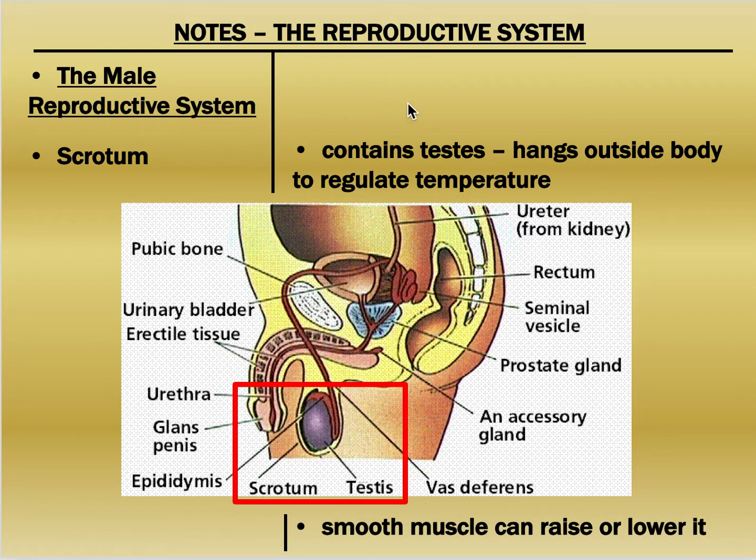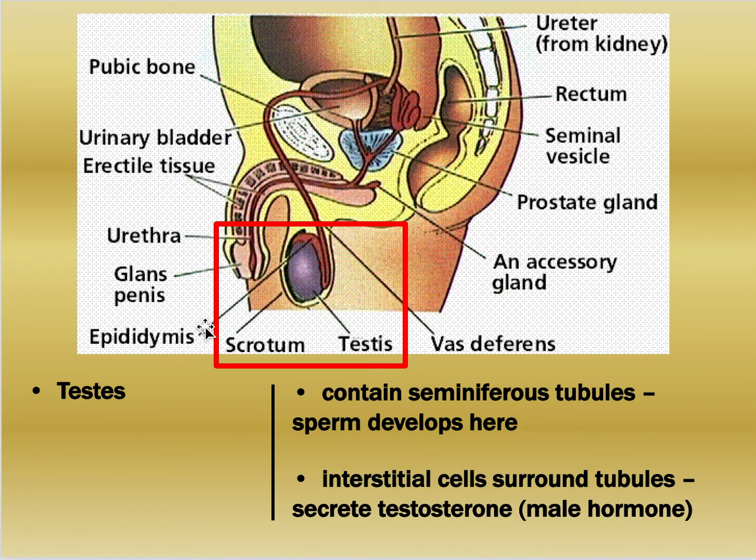It's going to contain the testes, which hang outside of the body to regulate temperature. Okay, smooth muscle is going to be able to control raising it, lowering it. If it is hotter, it will lower them farther away from the body. And if it is colder, it will raise them up closer into the body, as your internal temperature sits around 100 degrees. So that's what is going to control the body temperature, a smooth muscle.